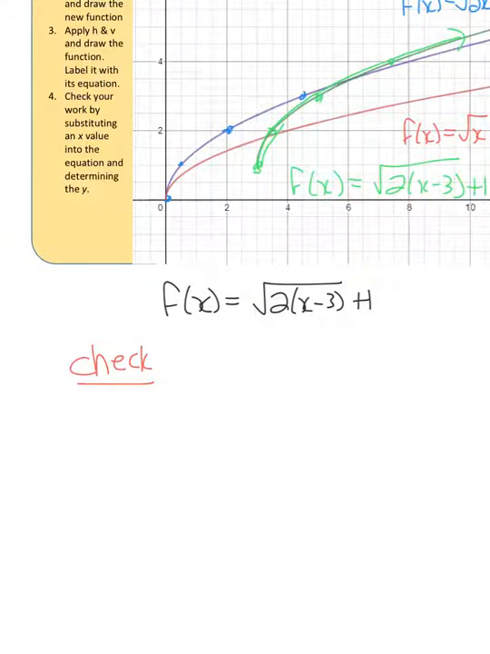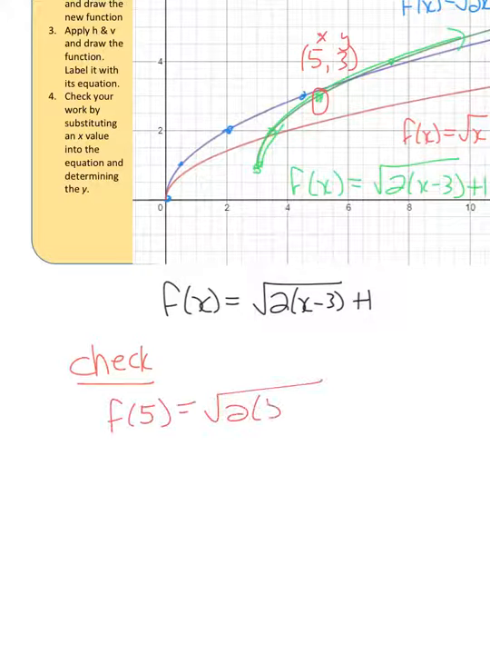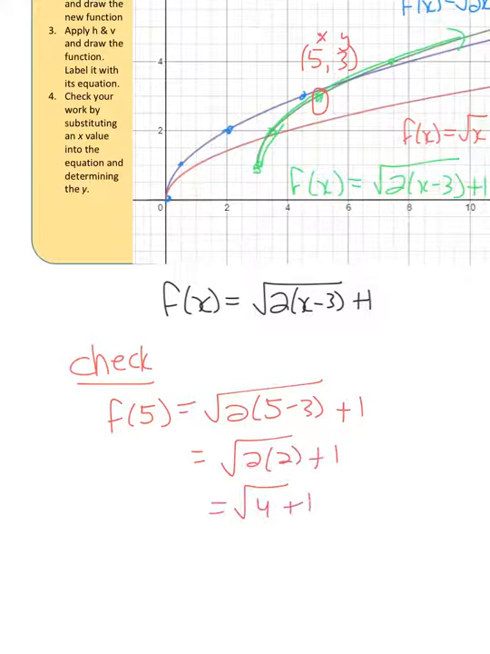And then it's always good to check a point. So I've decided to check this point here. When x is 5, my y value is 3. So I'm going to substitute in 5 for x, and I'm just going to prove mathematically that I have 3. So I get the square root of 4 plus 1, which is 2 plus 1, which is 3. So I get an output of 3 when I put 5 into my function, which corresponds to the point (5, 3).